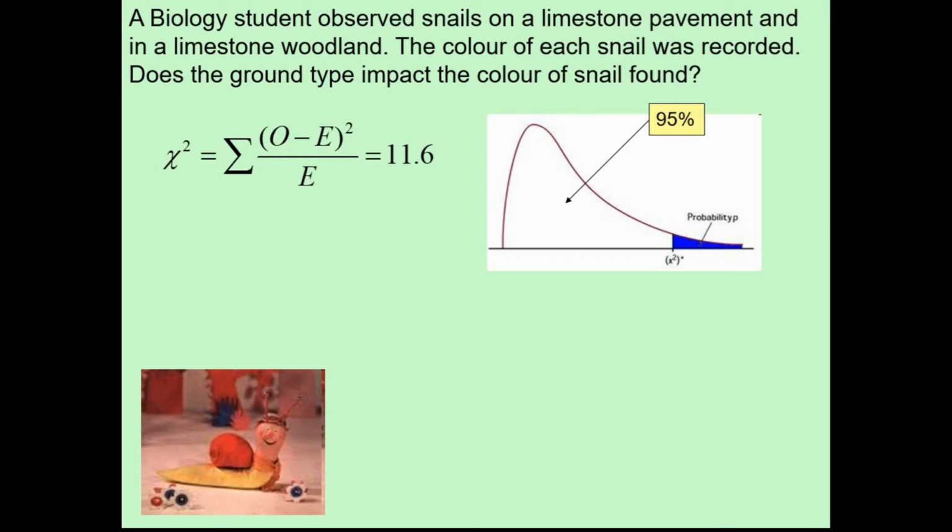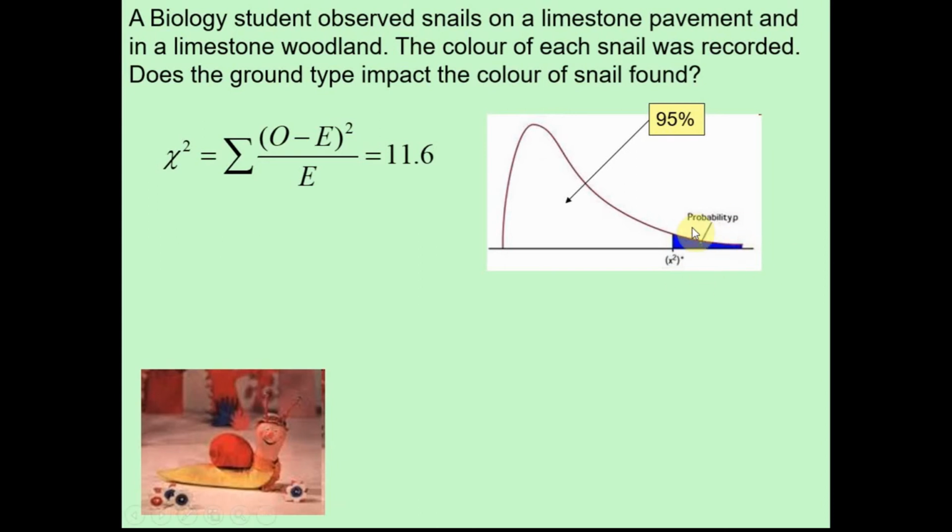We know that we need our critical region, so our critical value, our chi-squared value here, and we were asked to test at the 5% level, so our critical region needs to have 5% at the top end here.